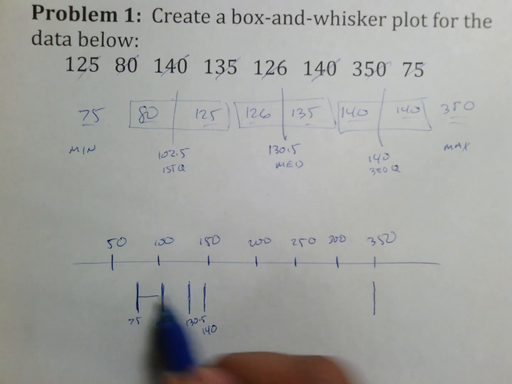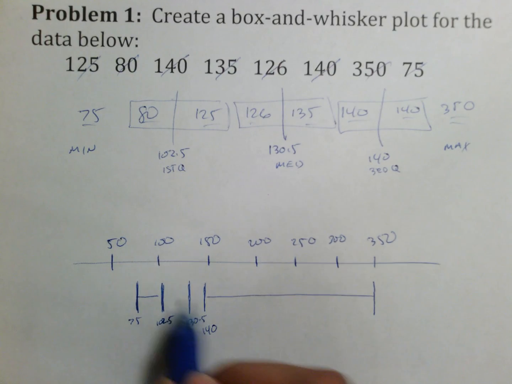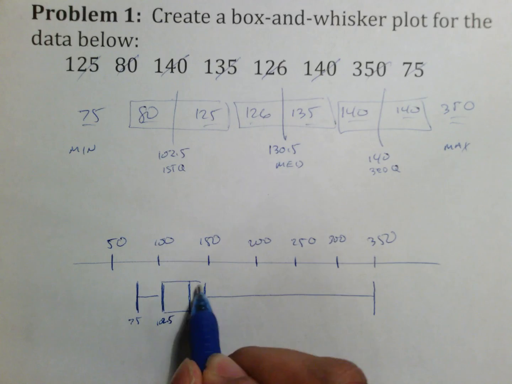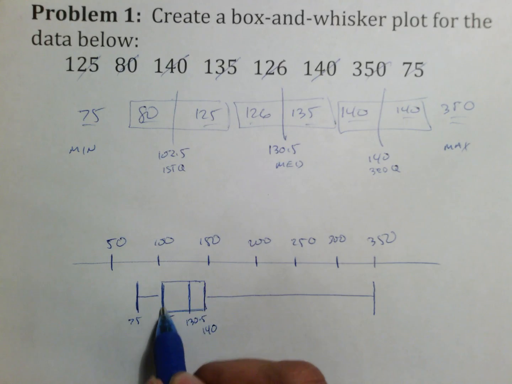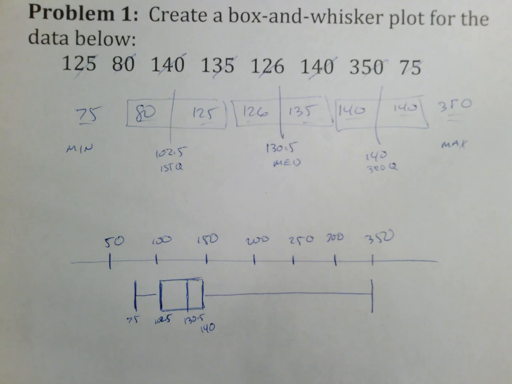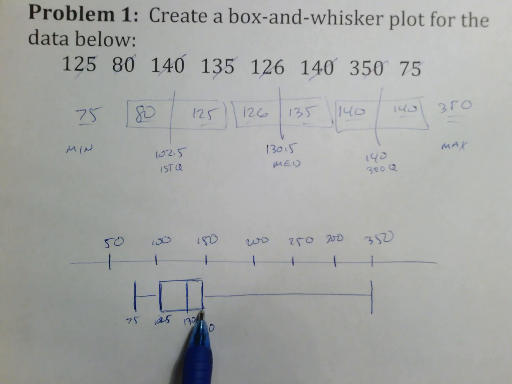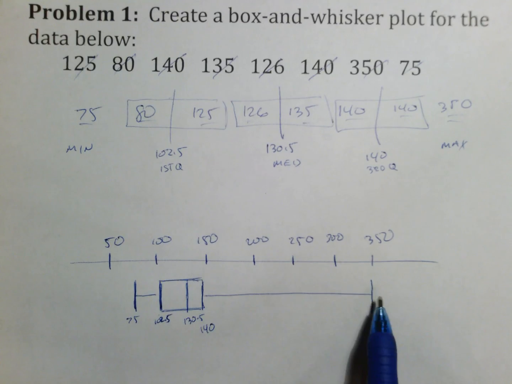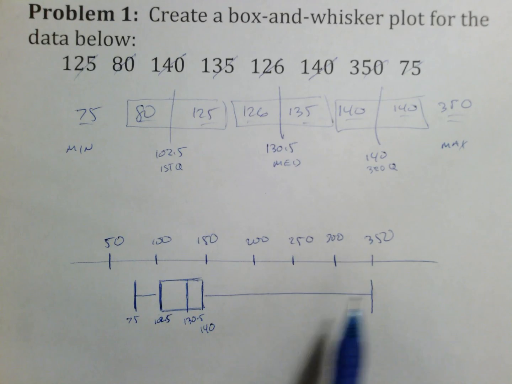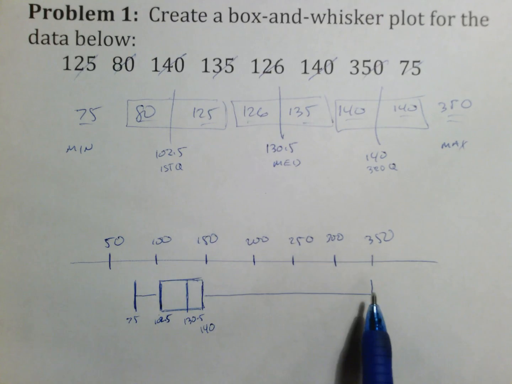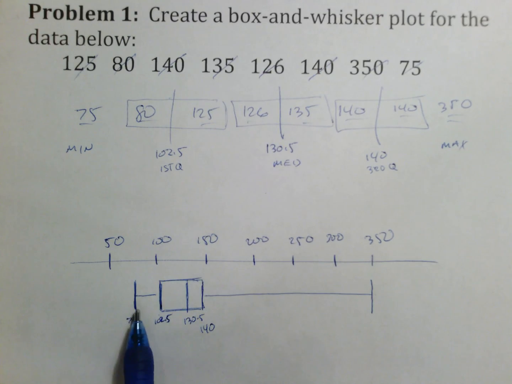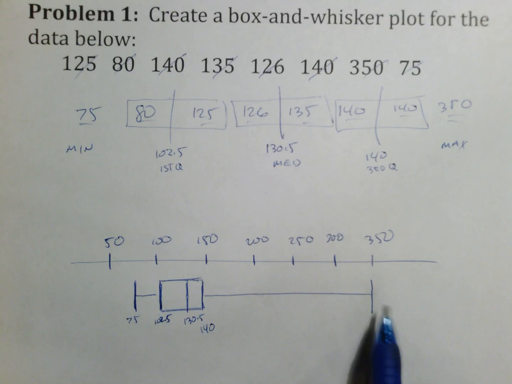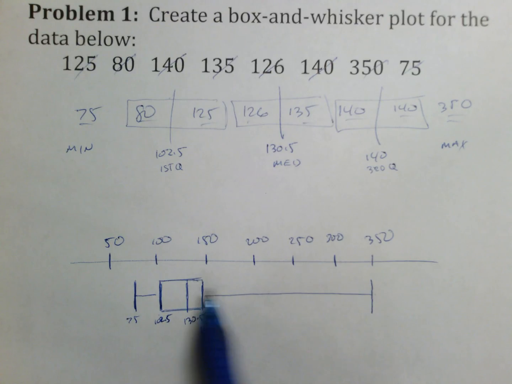Now you remember the whiskers come from the outside numbers, and your box is from these numbers. So this would be your box and whisker plot for that information. The reason you like the box and whisker plot is because you notice that most of the data is between 102.5 and 130.5, and then you have what you call an outlier at 350. An outlier just means it's something that stands out. And obviously if you look at the graph, 75 isn't too far from everything, but 350 is way out here to the side, and it looks like it doesn't even belong with this data.